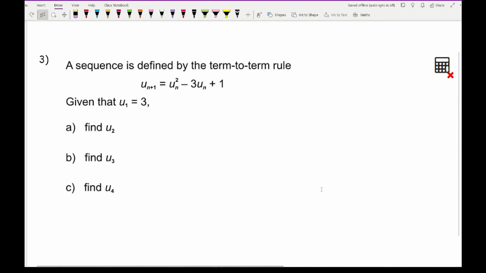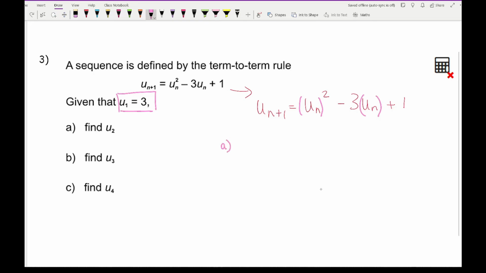Then moving on to our next example here, we've got a longer, what some may say is more confusing, rule. So we've got U(n+1) equals U(n) squared minus 3U(n) plus 1. Now again, just to make things a little bit easier, I've put brackets around the U(n). And we know that U1 equals 3.